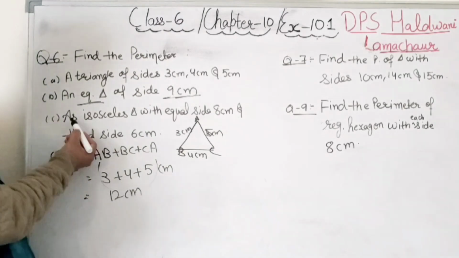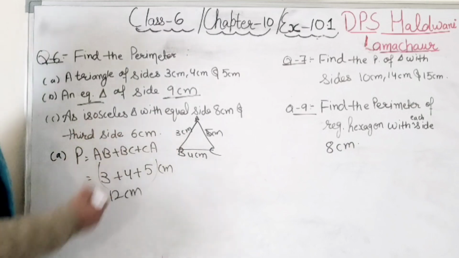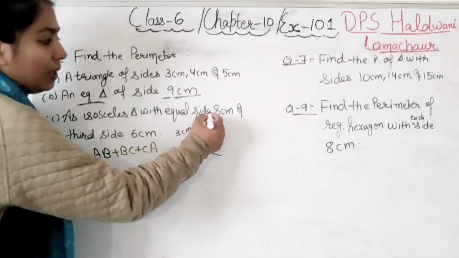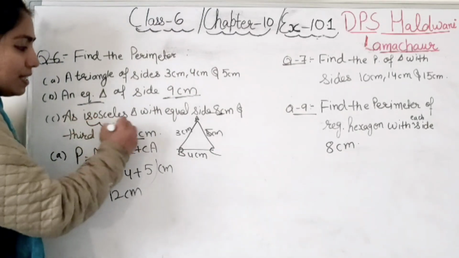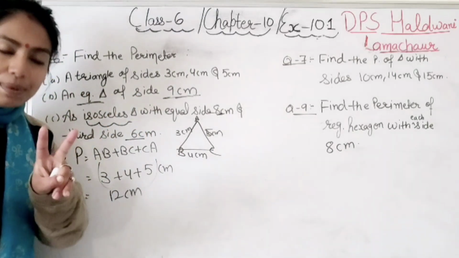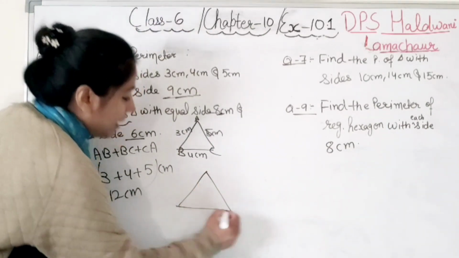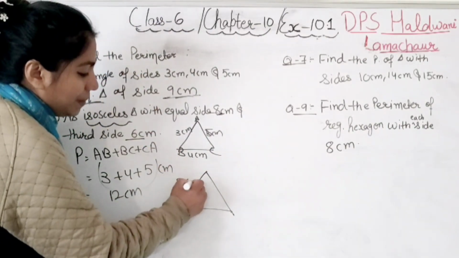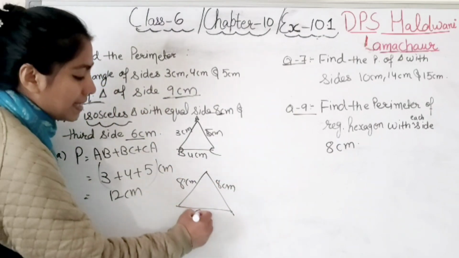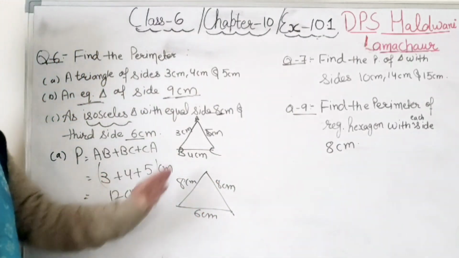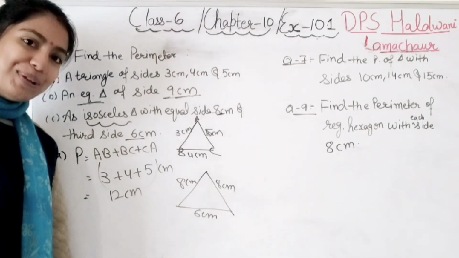Right? C part, an isosceles triangle with equal side 8 centimeter and the third side 6 centimeter. See, only two sides are given to you. Why? Because you know, in an isosceles triangle, two sides are the same and the third side is different. It means when you make an isosceles triangle, right? 8 centimeter and 8 centimeter, two sides are the same and the third side is 6 centimeter. You just add all the sides and get the answer. Right, student? Very simple, no?